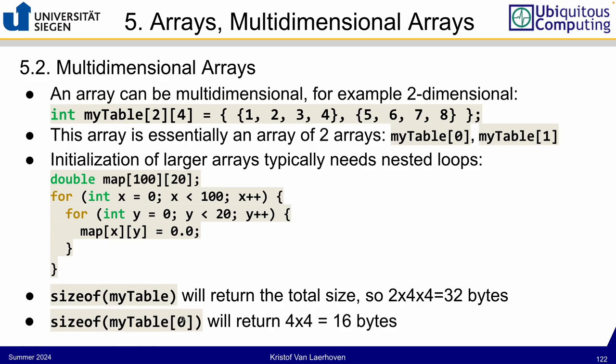And in this case, the first element of my table, if you consider this as a one-dimensional array, will be this first array, right? This first thing over here. So it won't be 4 bytes. It will be actually 4 plus 4 plus 4 plus 4, or 4 times 4 is 16 bytes. Right?